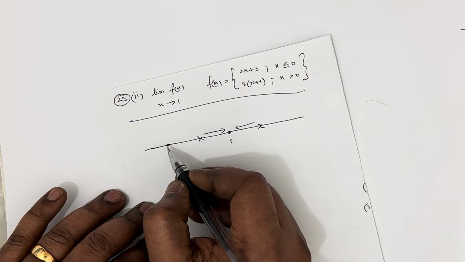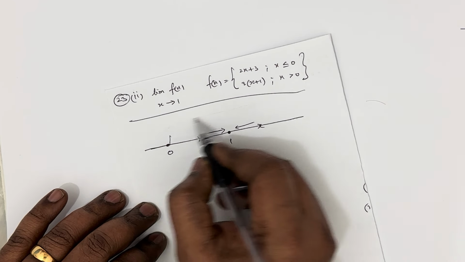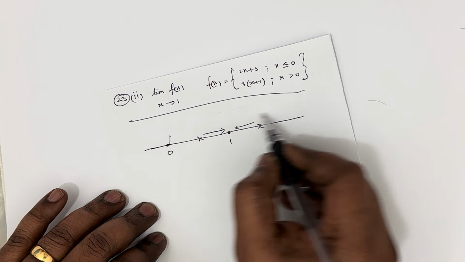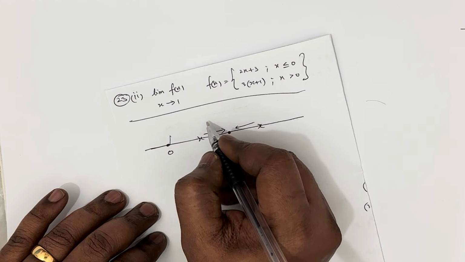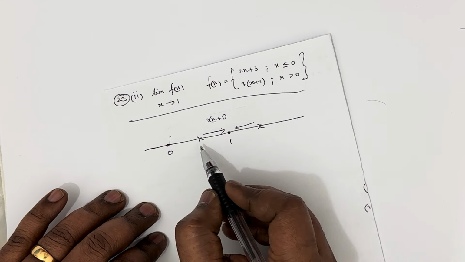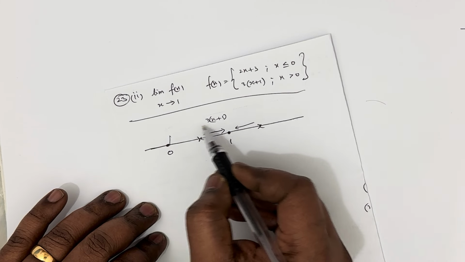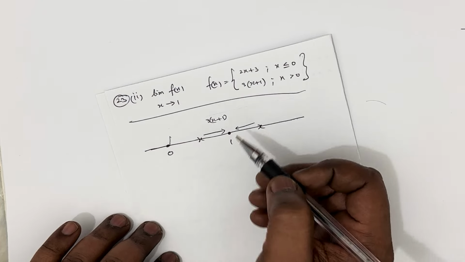Now the function says, the condition is if x is greater than 0, this is the function. Greater than 0 means this whole side of the number line, the function is 3x plus 1. So for the left hand limit and the right hand limit, you have a common function. The function is the same for both sides.